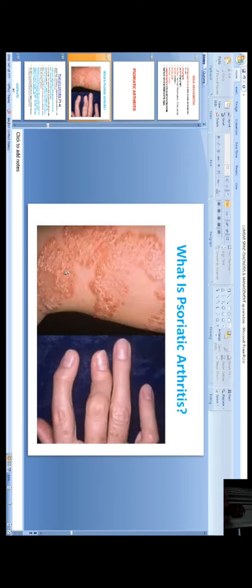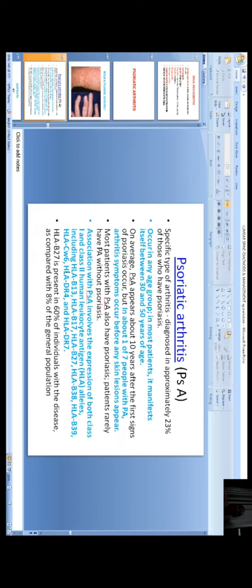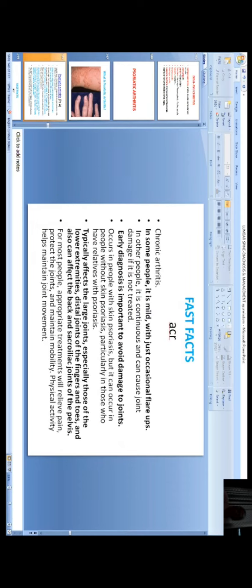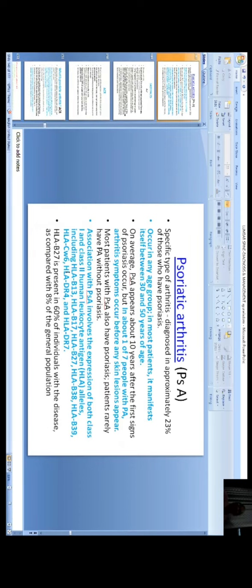Psoriatic arthritis, I can briefly cover. This disease is the last one. What is psoriatic arthritis? I think we can go through these slides. Descriptions you can refer to yourself.